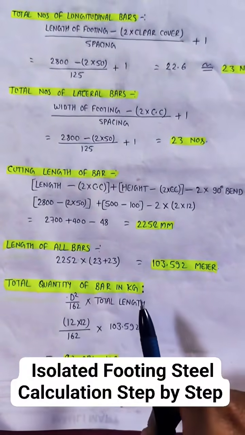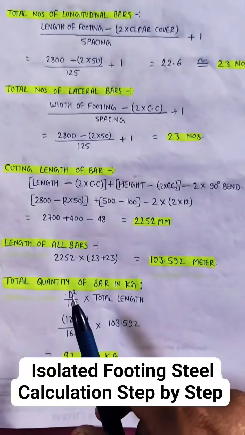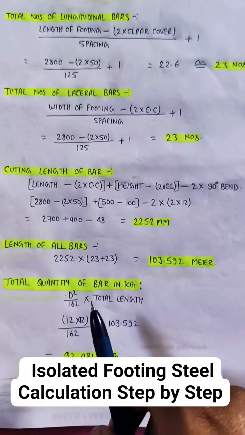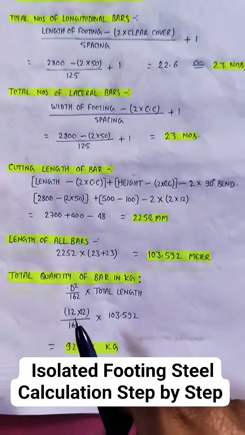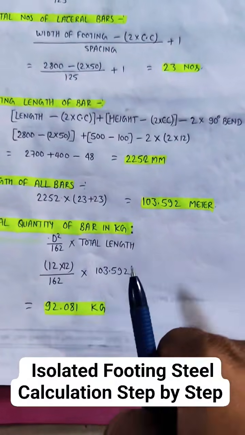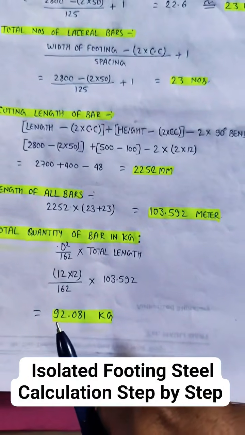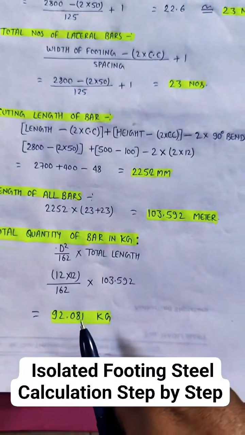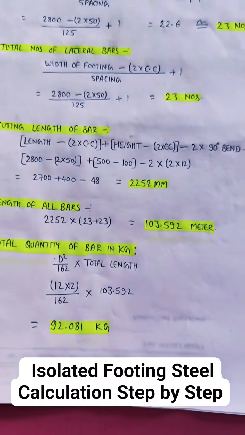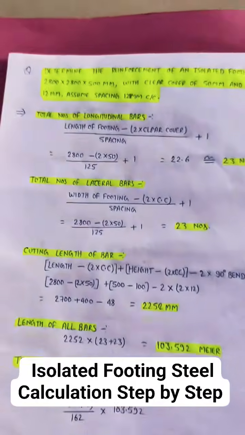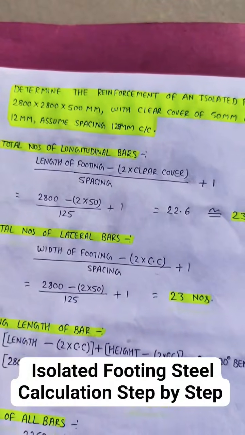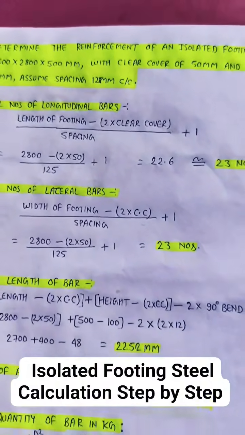Total quantity of bar in kg. We know the formula: d square by 162 into total length. After resolving this, we got the value 92.081 kg of reinforcement bar for the footing of size 2800 into 2800 mm.